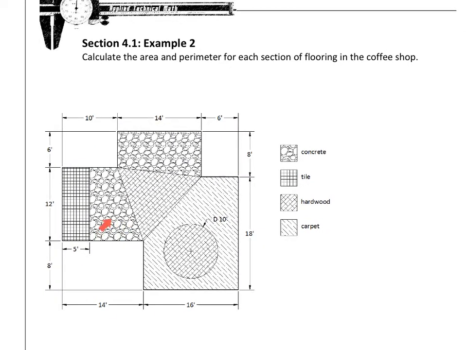And notice that there's different types of textures here. These are called hatchings. That's the term for it. So these different hatchings, the coloring and the drawings, tell us what kind of material it is. So we got concrete, tile, hardwood, and carpet. All right? So we want to find the area and the perimeter of each section, okay? So actually, let's start out with the total area, all right?